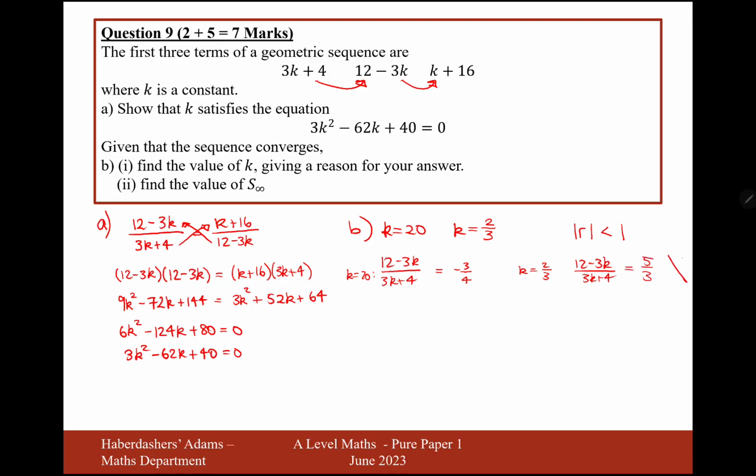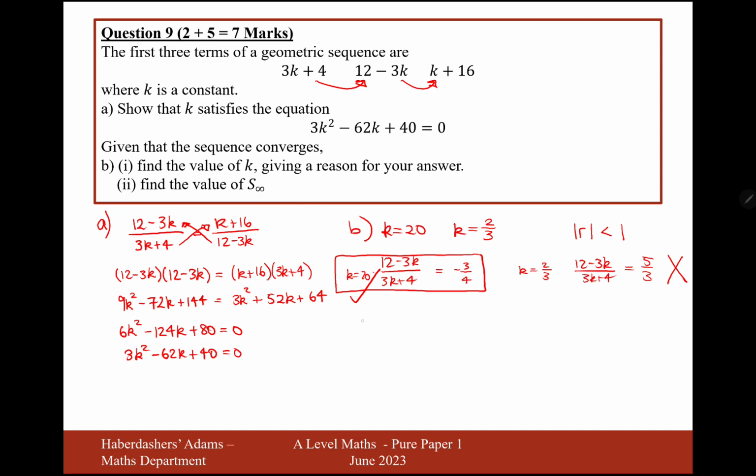So it's definitely not this one here, because that gives us a common ratio above 1. It's definitely this one here when k is 20, because that gives us a common ratio whose modulus is less than 1, between minus 1 and 1, which is minus 3/4. So it's definitely k is 20. Find the value of S infinity.